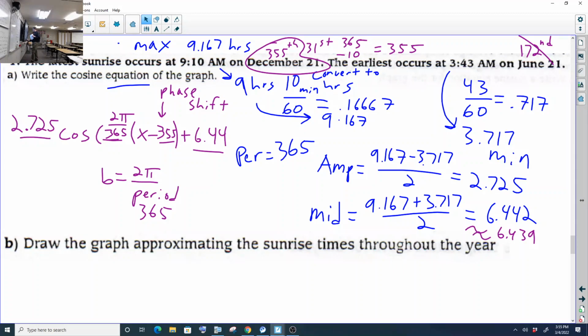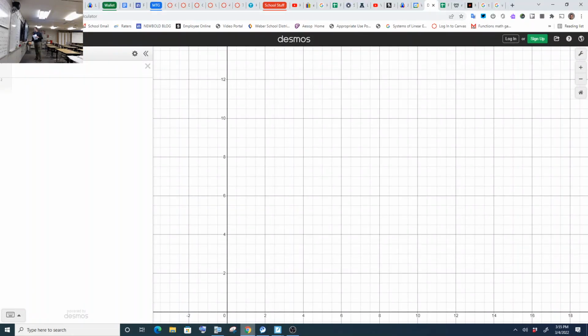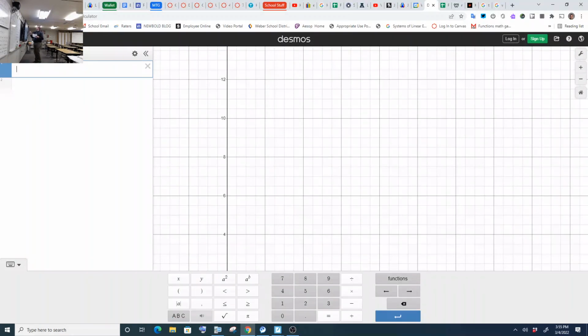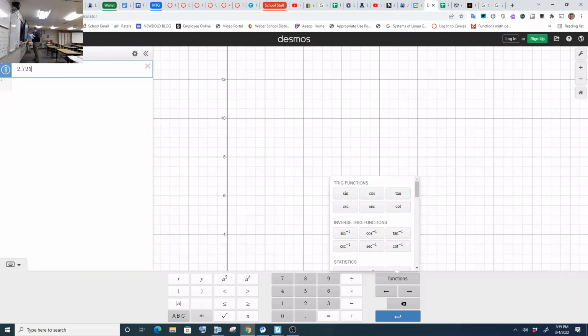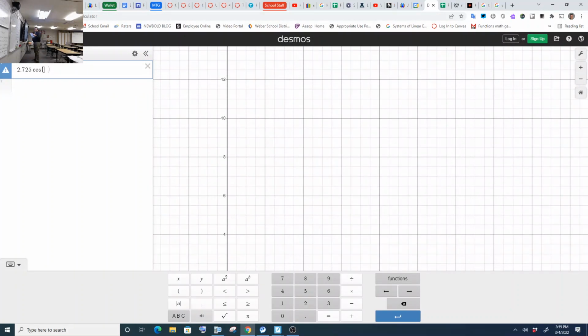So for this, let's go ahead and use decimals. Let me make sure I got decimals up and running. Is it working? Oh, it says recording. Okay, here we go. So we got decimals. With decimals, we're going to carefully plug this in. 2.725. Awesome. And then we'll go to functions, go to cosine. We are in radians automatically with decimals.